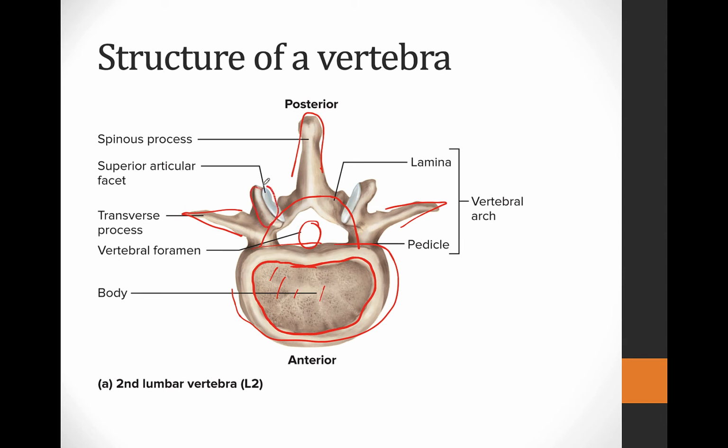These articular processes are where one vertebra joins to the next vertebra. So superior means that this is facing up towards the head. So this would be like you're looking down on the spinal cord. And then these are going to articulate with the next vertebra above it.